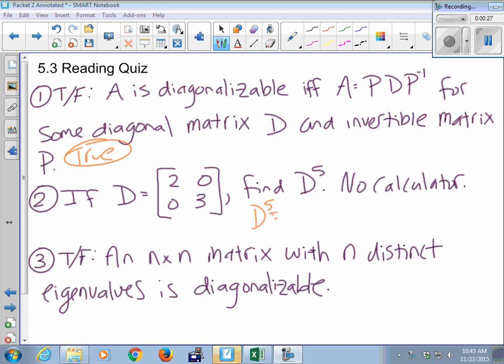Yeah. It would just be 2 to the fifth, 0, 0, 3 to the fifth. You could raise 0 to the power, but still. Yeah. And true or false, an n by n matrix with n distinct eigenvalues is diagonalizable. True.